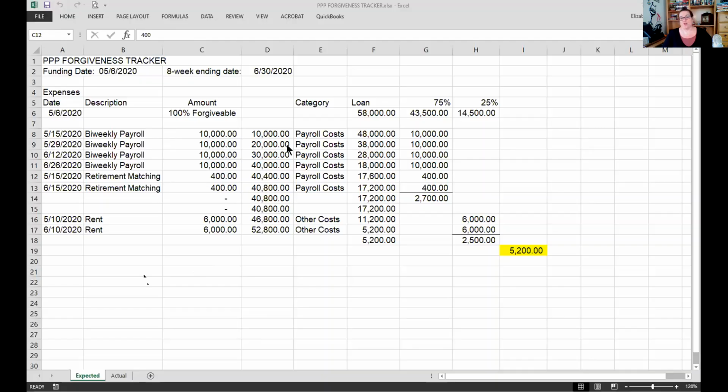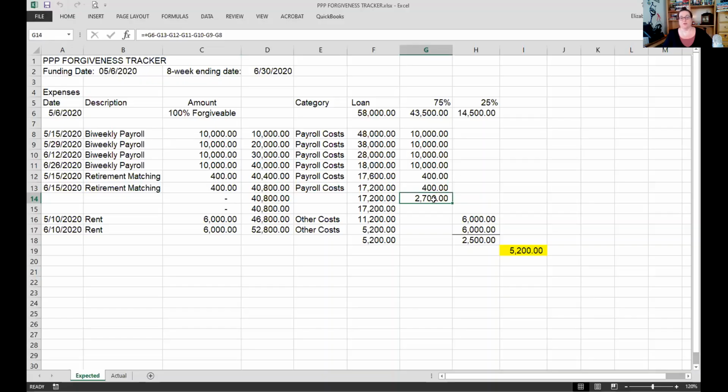So once you've come up with your calculation here, as far as, okay, based on what I'm seeing here and the things I can think of now, I've got 4 payrolls that are going to hit in these 8 weeks. I have 2 retirement matchings that I'm going to have. That brings me to $40,800 in payroll costs. Subtracted from what I say is my 43.5, I still have 2,700 I need to get to the 75%.